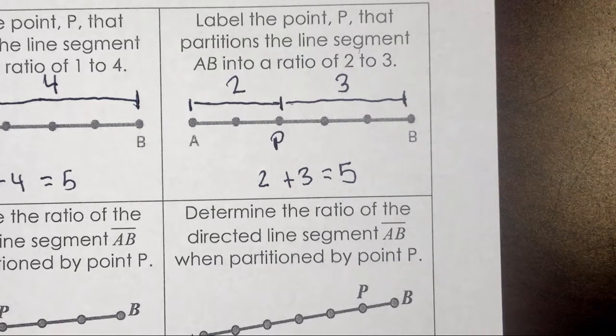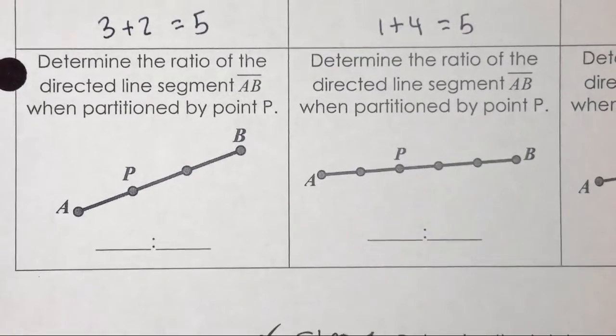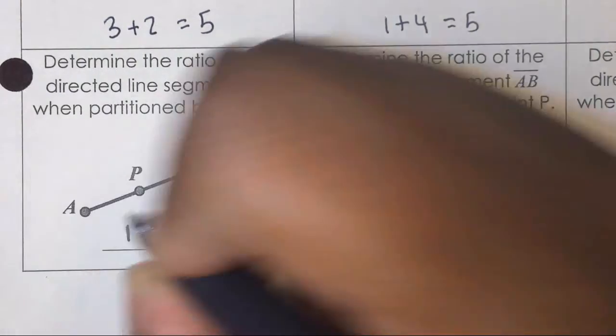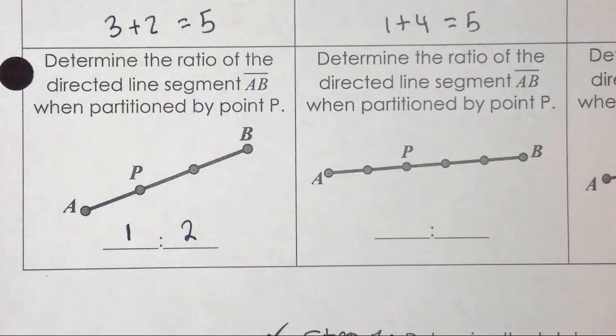Matter of fact, let's see if y'all been paying any attention just now. Let's start with Christian. I believe in this kid. Christian, the next one switches around for us. It gives us our partition. It wants to know what the ratio is. It says determine the ratio of the directed line segment AB when partitioned by point P. What ratio would you write here based on the way this line segment looks? Go ahead, give me the first one. Which one, bro? 1 and 2. Ratio is 1 to 2.